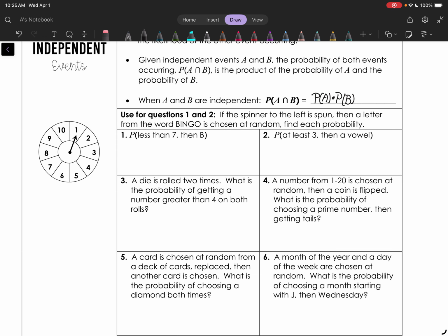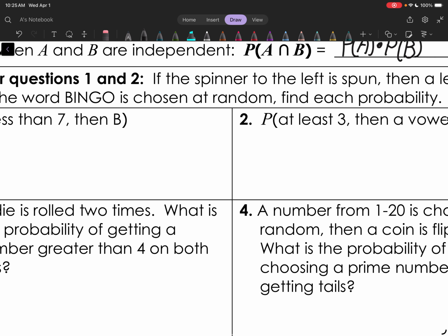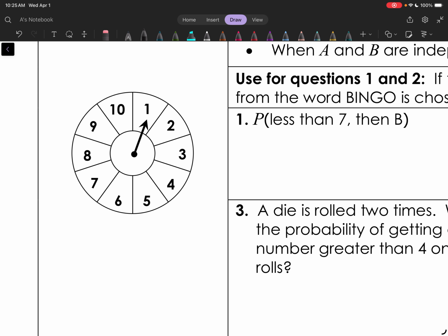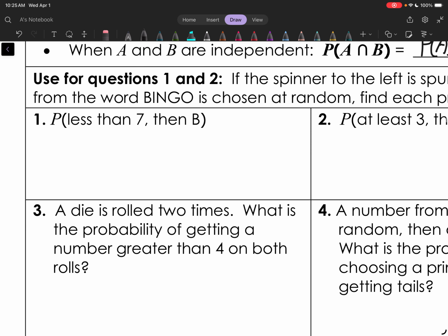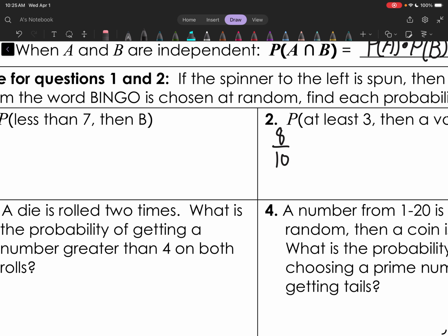If the spinner is spun, then a letter from the word bingo is chosen at random. Find each probability. The probability of having a number at least 3. So at least 3 is including it. 3, 4, 5, 6, 7, 8, 9, and 10. So 8 out of the 10 possible outcomes. A vowel in bingo is I and O, 2 out of the 5 letters.